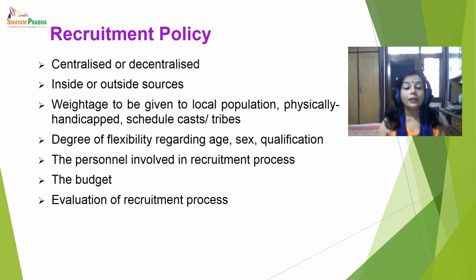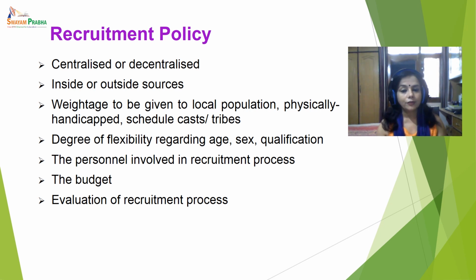The personnel involved in the recruitment process. So there can be a proper recruitment cell, which may be a permanent one, or which may be created for a particular recruitment drive. And then you have to also man the recruitment cell with a manager. So there will be a recruiting officer who will be ultimately responsible for the recruitment process.